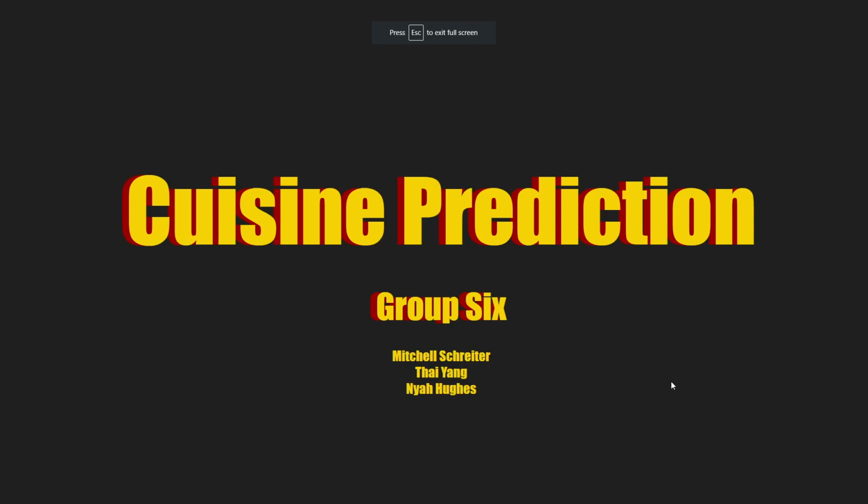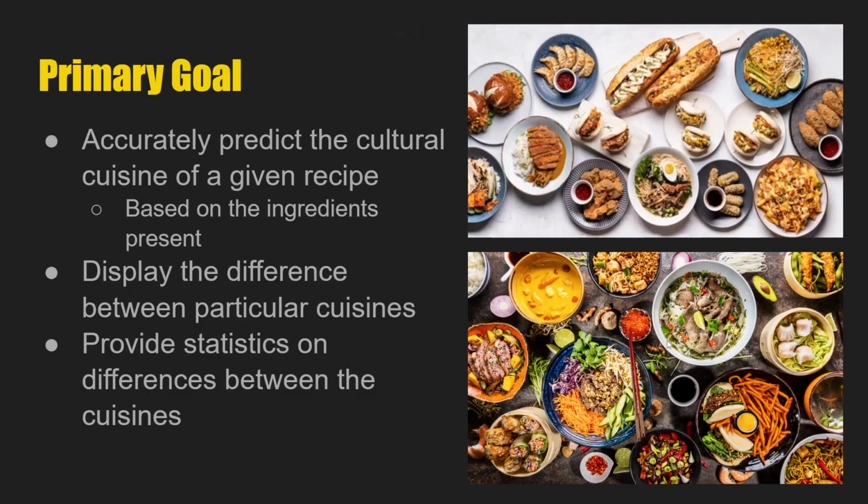Hello. So our group 6 did cuisine prediction. The primary goal of this was to accurately predict the cultural cuisine of a given recipe based solely on the ingredients that it has. We also wanted to display the difference between particular cuisines using charts and stuff, and provide statistics on the difference between the cuisines.